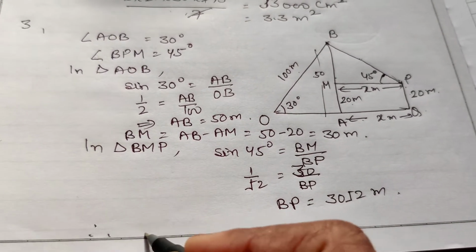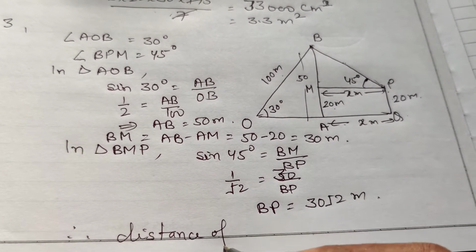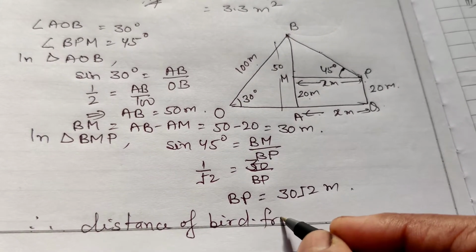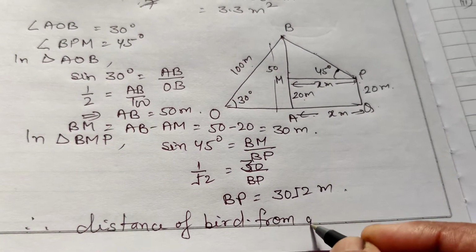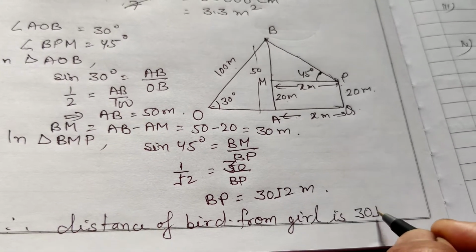Hence the distance of bird from girl is 30 root 2 meter.